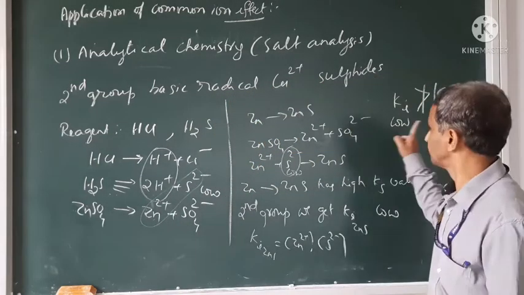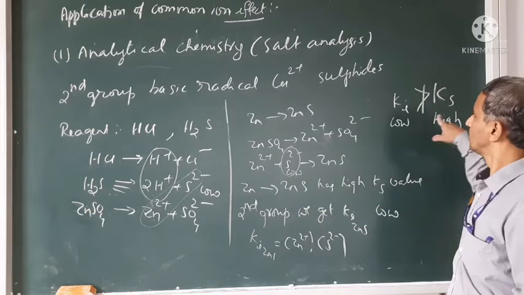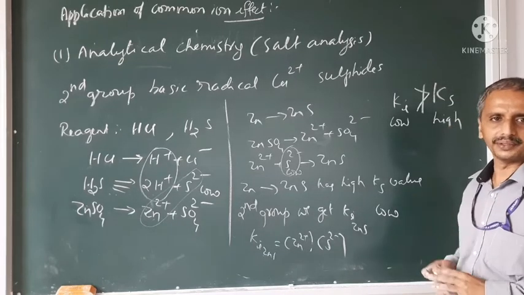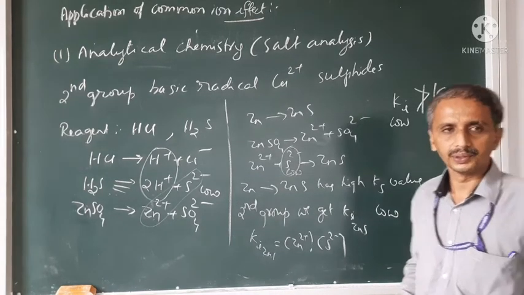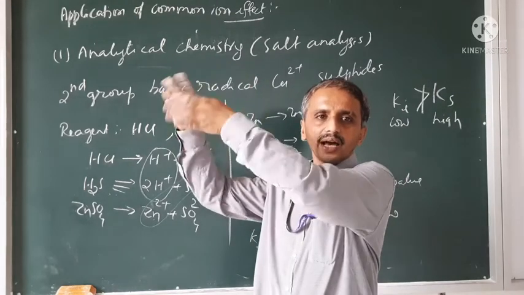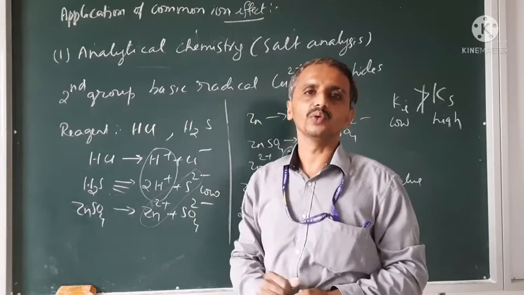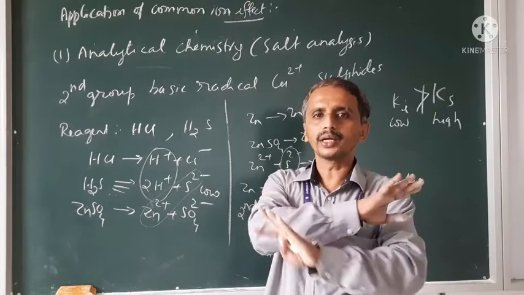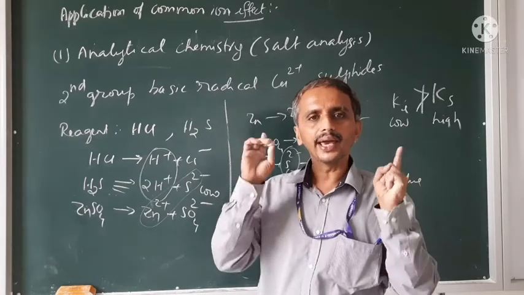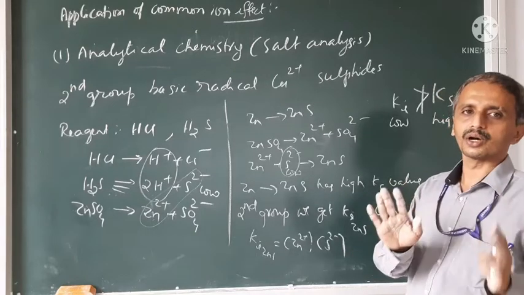No precipitation. The Ki value is low due to the common ion effect there, but the Ks value for zinc sulfide is high. It is a property. You cannot change it. Zinc sulfide has a high Ks value only, so I or you cannot do anything about this. It is this property. So a high Ks value cannot be crossed by the low Ki value, and no precipitation occurs.